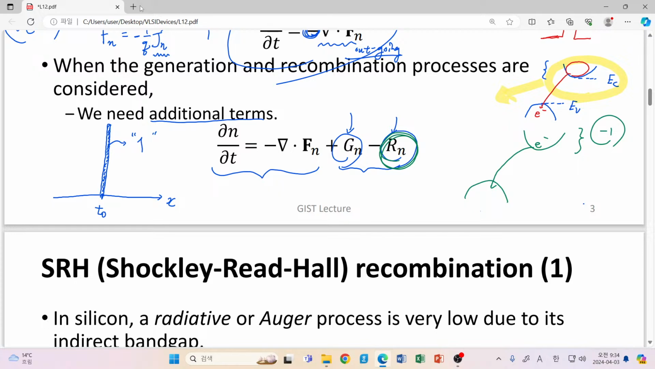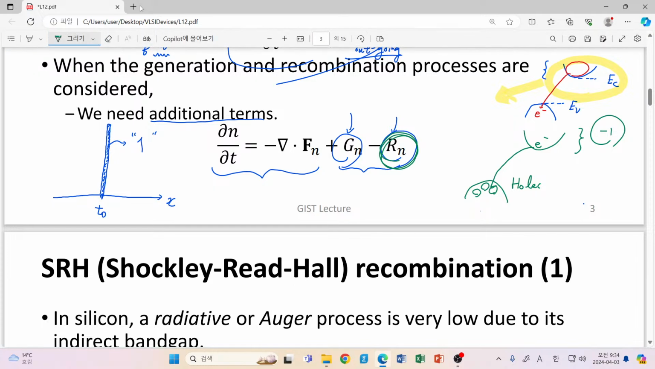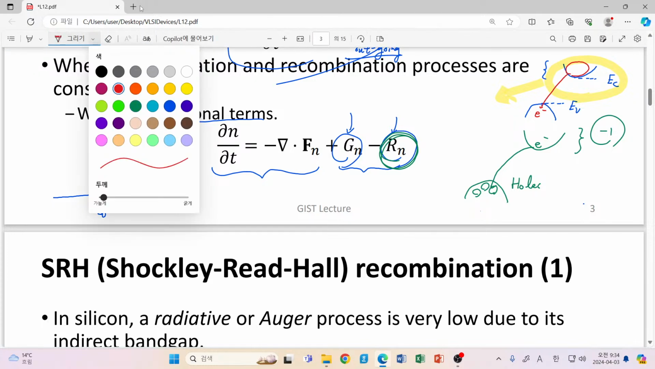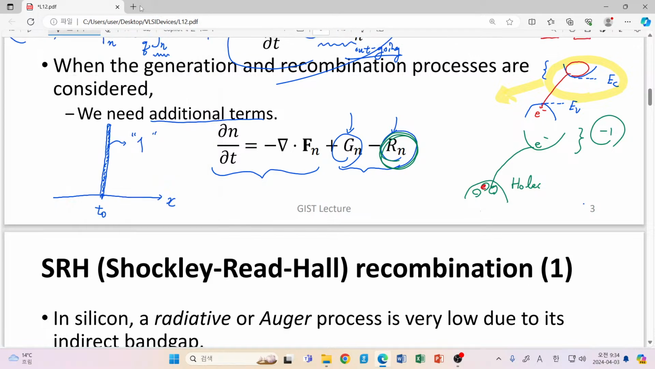And previously there was an empty space and we called it holes. However, if one electron is moving from the conduction band to the valence band, then eventually it will occupy one of its empty states, and the number of empty states is reduced by 1. So we say that also the number of holes is reduced by 1.